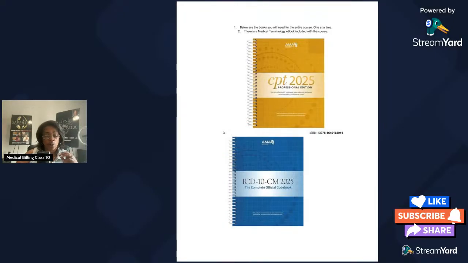So for your coding class, you also need this as well for the medical insurance billing because there is a small section in there of an introduction in the medical insurance billing book. So these are your CPT, these are your coding books that you're going to need. You actually need them now with your medical insurance billing because, like I said, there's a small section in there. So your CPT book here, your AMA book 2025.